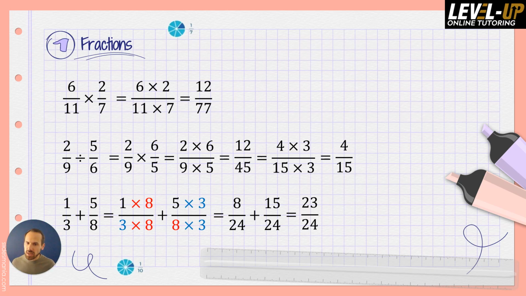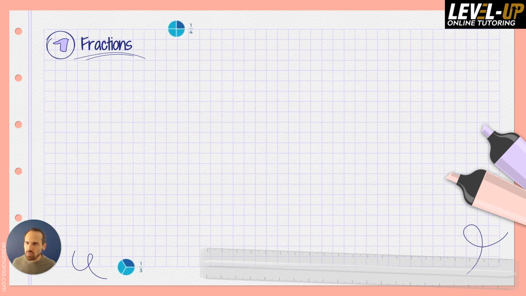And the same thing applies with subtraction. You need to get the denominators the same first, and then you just subtract across the top. So it's like the exact same thing. So if I was doing 15 over 24 minus 8 over 24, it would then just be 7 over 24. It's the same thing.